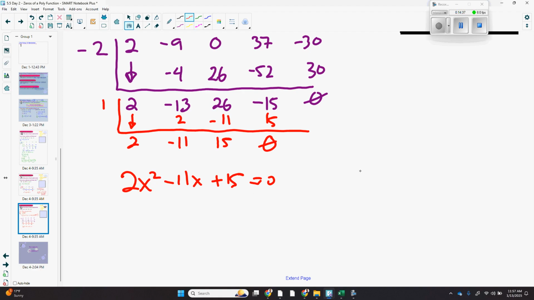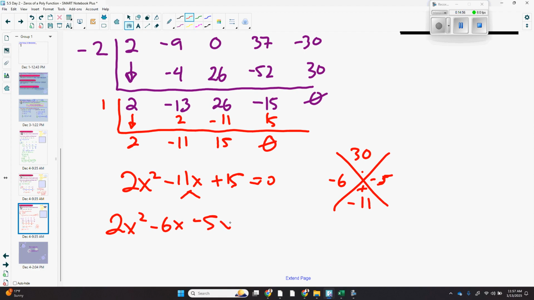And if I factor this, if I use my little graphic organizer, 2 times 15 is 30. The negative 11 on the bottom, what multiplies to be 30 and adds to be negative 11? That's going to be negative 6 and negative 5. So I can split my b term with that. So I'll have 2x squared minus 6x minus 5x plus 15 equals 0. Now I can factor by grouping.